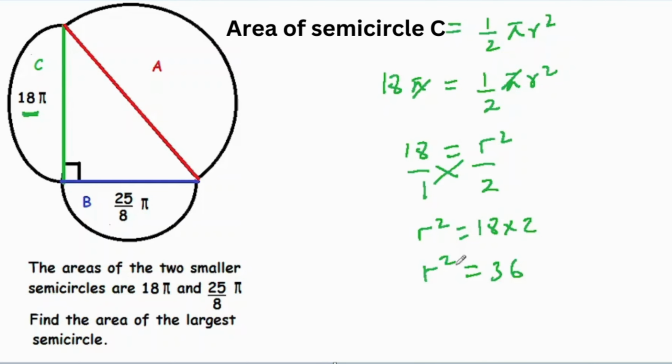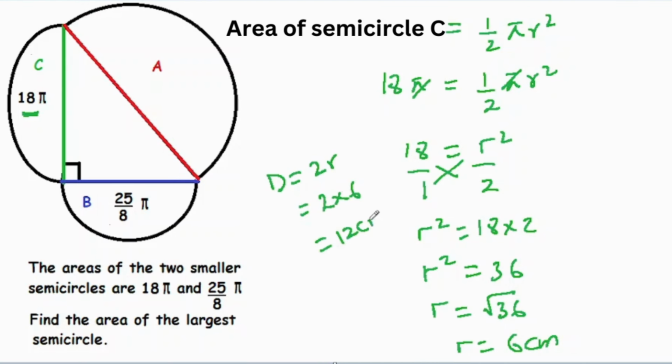To eliminate the squared on r, we find the square root of both sides of the equation. So the square root of 36 is actually what? 6 centimeters. But we need the diameter, not the radius. So recall that twice of the radius is a diameter. So we have a radius to be 6, so 2 times 6, that's going to give us 12 centimeters. So the diameter of semicircle C is 12 centimeters, so we put our 12 here.